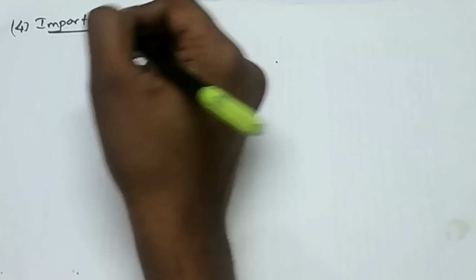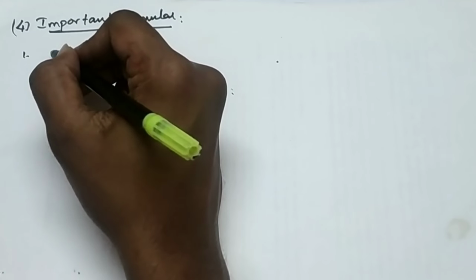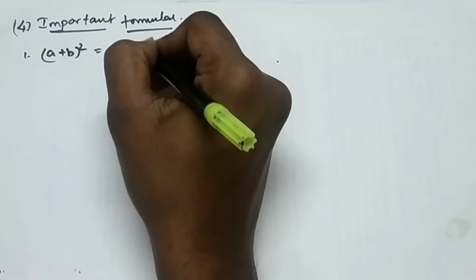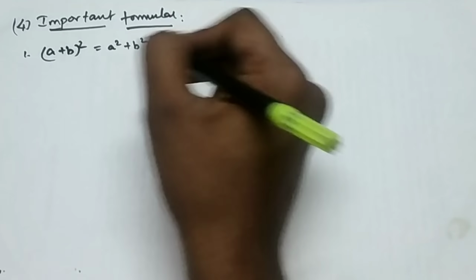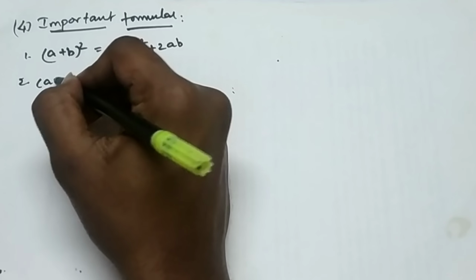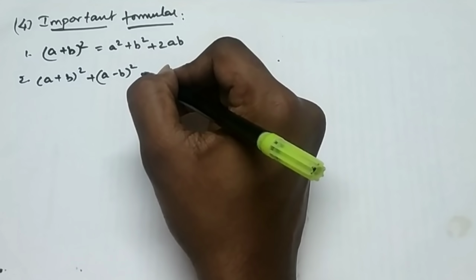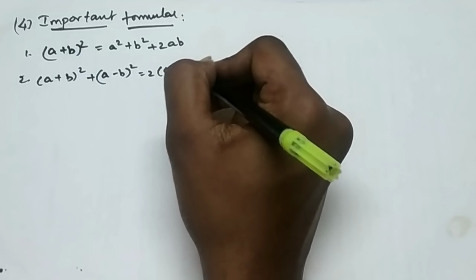So let us start with the important formulas. So what are the important formulas? (a + b)² = a² + b² + 2ab. And (a + b)² + (a − b)² will be 2(a² + b²).